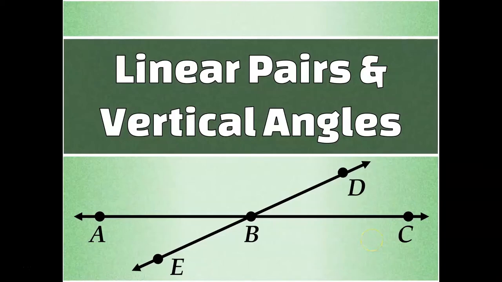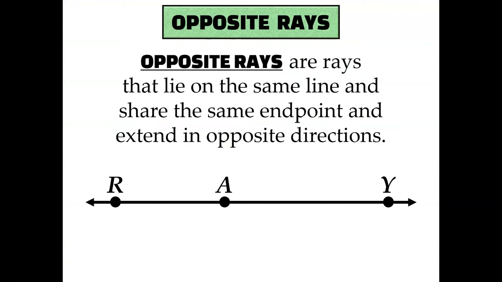Let's talk about linear pairs and vertical angles. You might remember in our previous video lesson that we talked about something called opposite rays, and they're going to be a much bigger deal in today's lesson compared to the previous one.